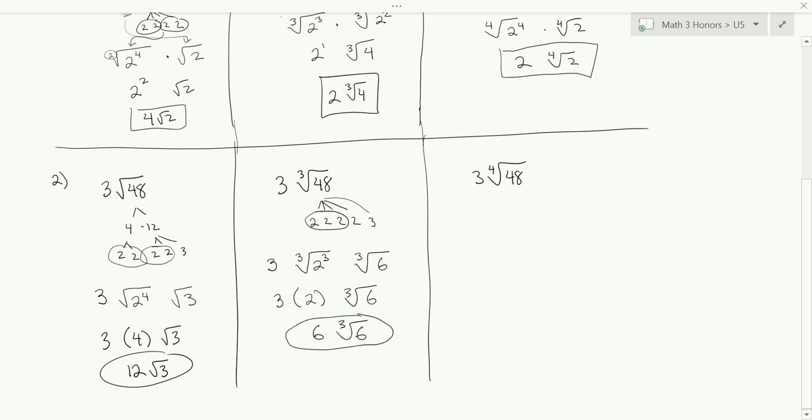Okay. And then the last one, we have, again, 4 2's and a 3 when you break down the 48. We're looking for a 4th root, or sorry, something to the 4th power. So 2 to the 4th power will work for us. And we're left with 3 times 2 to the 4th root of 3, or 6 4th root of 3.